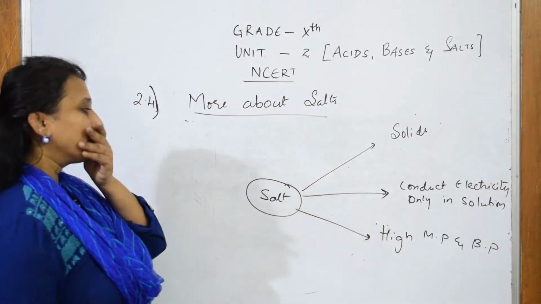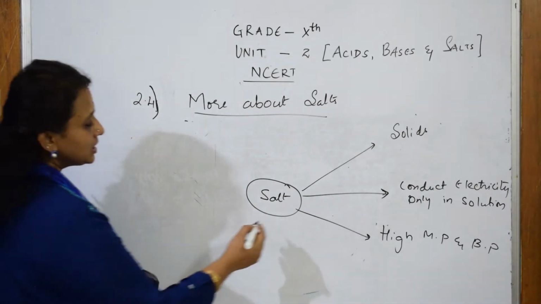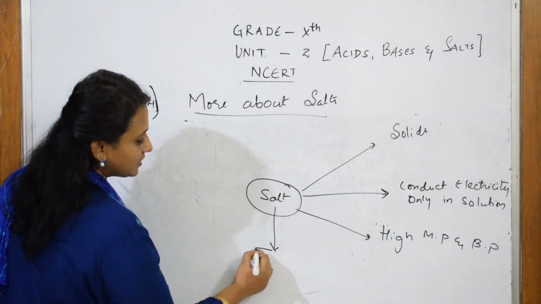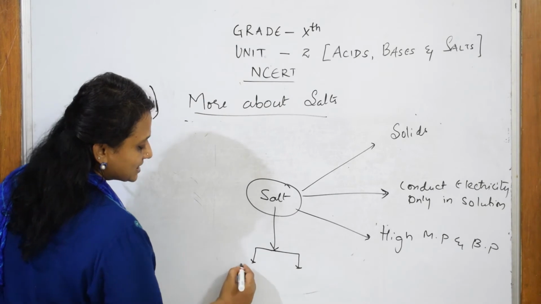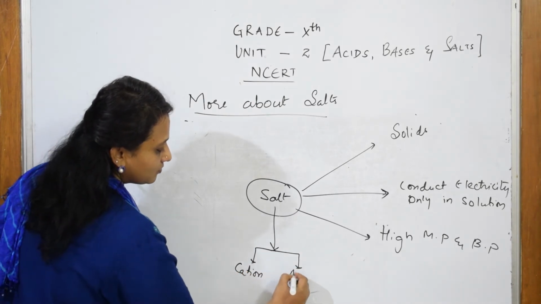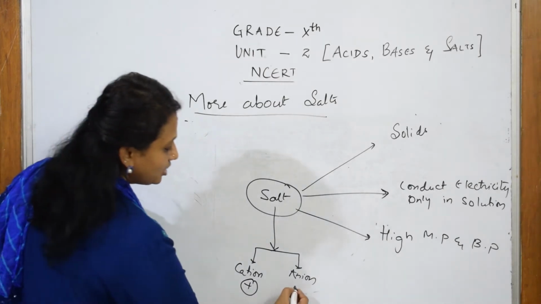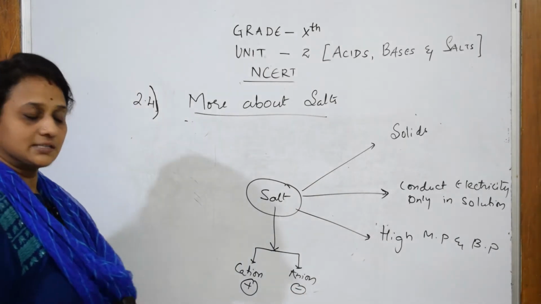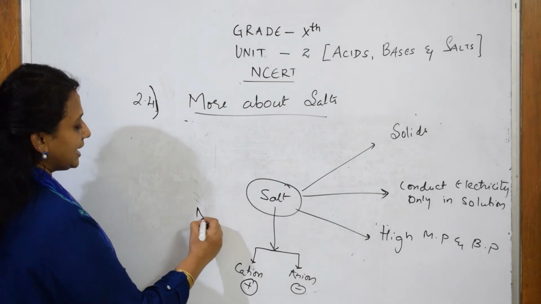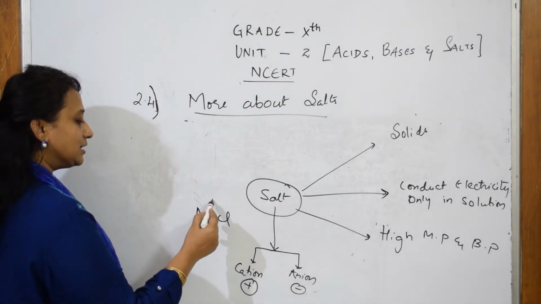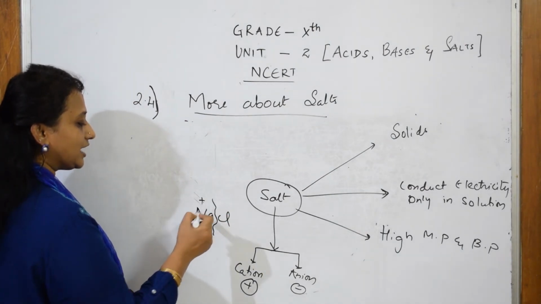Let us come back. Now when I take salt, salts are substances where we have 2 parts. One is a cationic part, cation, one is an anion. So cation is a positively charged species, anion is a negatively charged species. Suppose if I take an example, NaCl. In NaCl, the first part is a cation, Na plus.